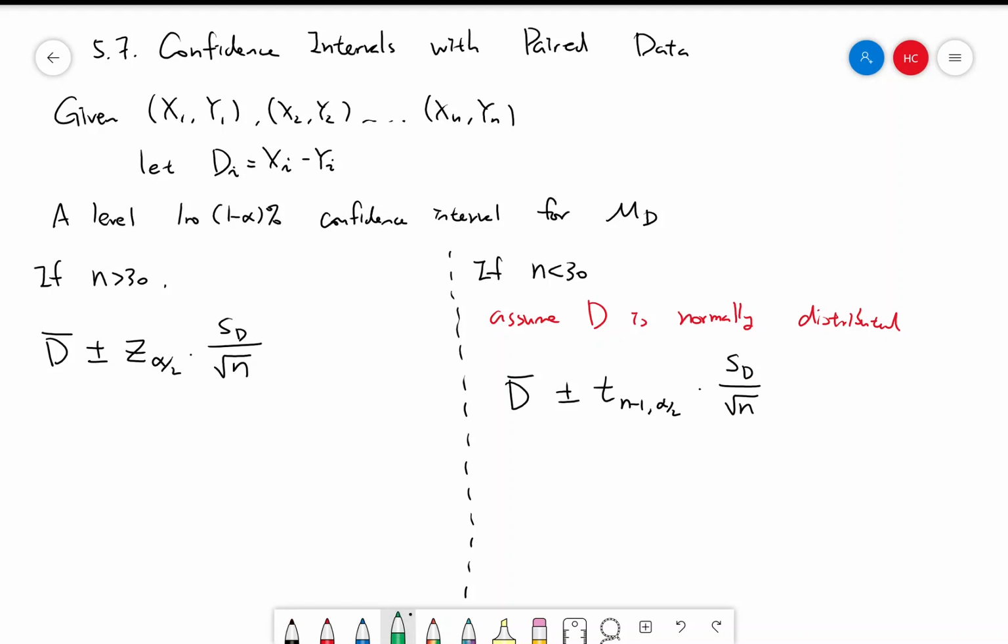And here we're going to make the same note as in section 5.3. If we know the value of the population standard deviation, then we use population standard deviation instead of the sample standard deviation, and we use z instead of t.